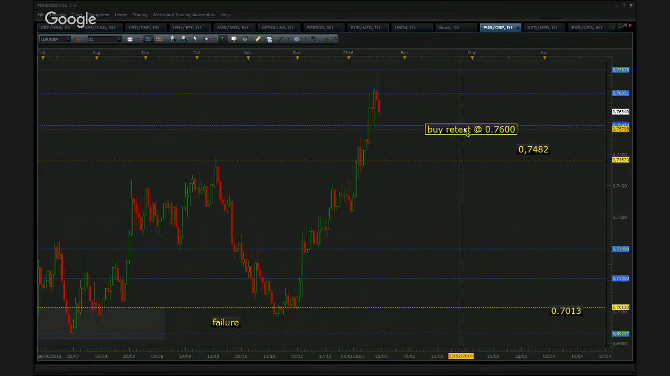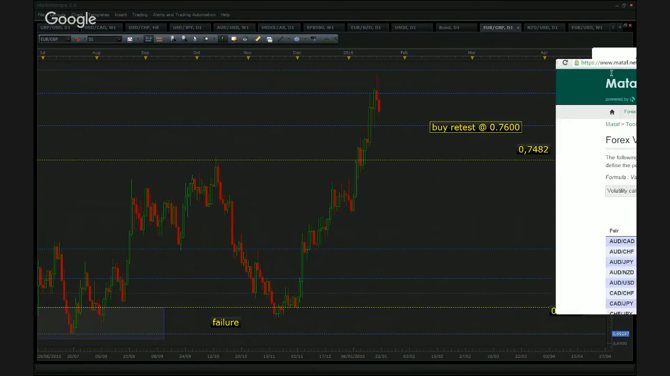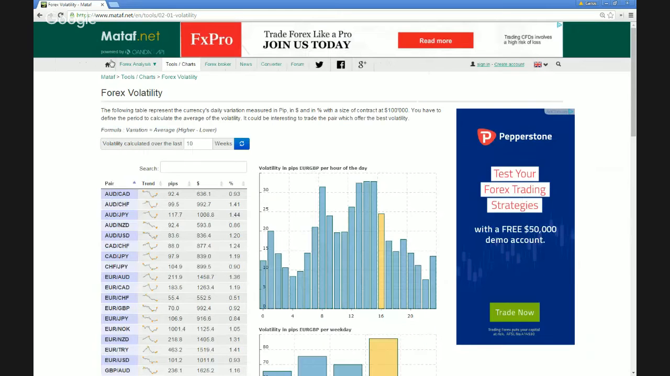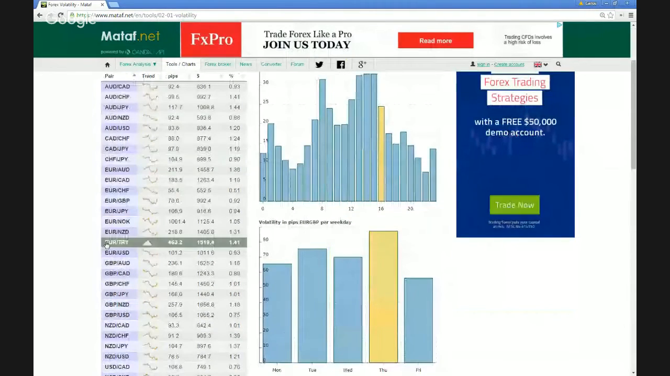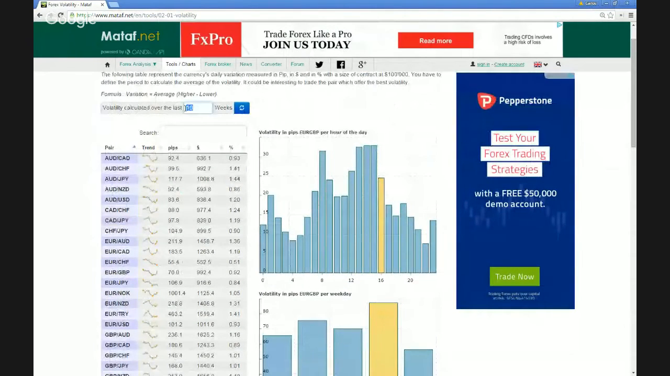What I do is basically put a measure of the volatility. I measure the volatility. There is a web page, very simple. It's called mataf.net. You go to tools and click volatility. So I have the volatility of the last 10 weeks. I see how many pips the pair I'm trading moved over the last 10 weeks. So in this case, euro pound moved 70 pips, a round number, 70 pips.